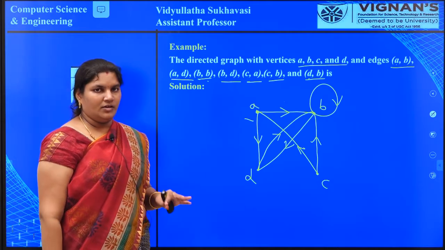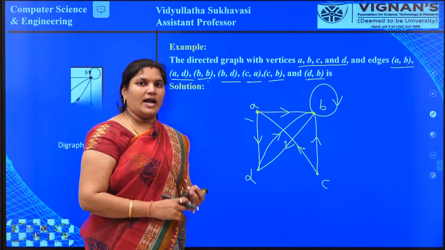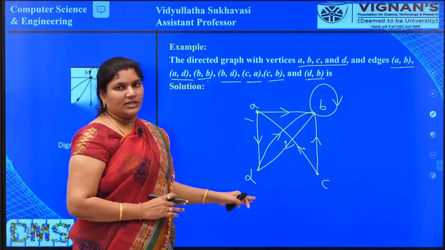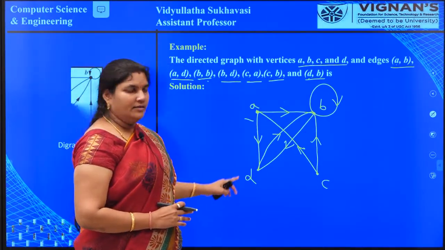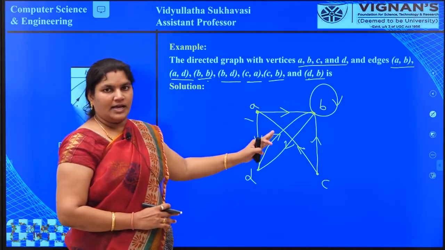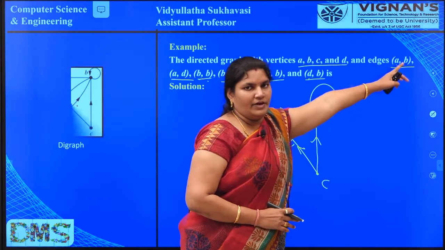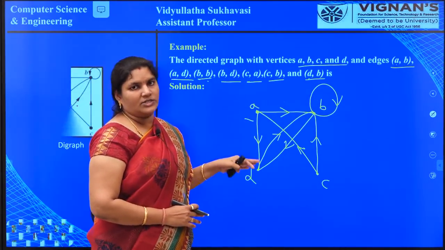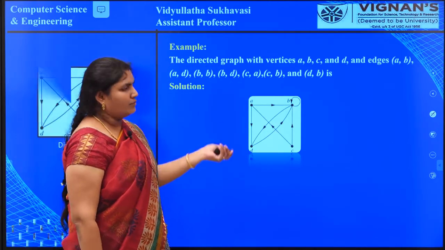For any relation, they will specify a set and a relation. With the help of those two, we need to draw the graph. First, we specify all the vertices, and then with the help of edges, we draw the lines between those vertices, between the initial and terminal vertex. Since it is a directed graph, we need to specify the direction also. So this is the directed graph for the given problem.